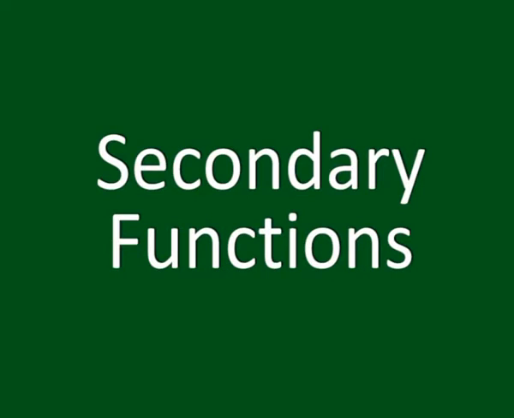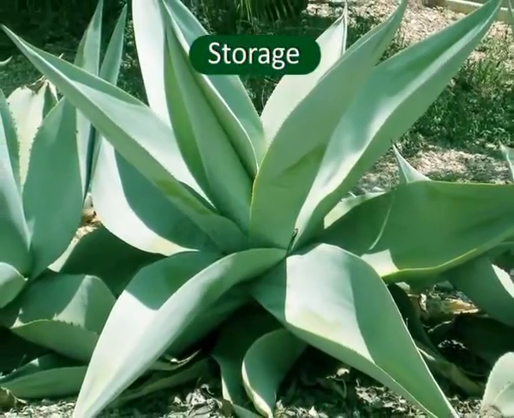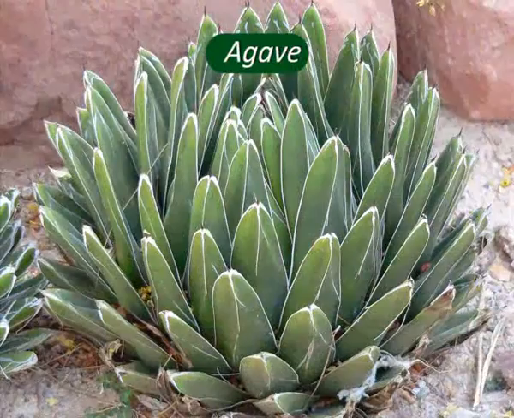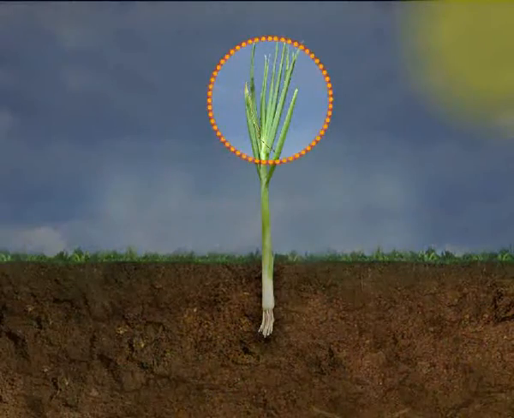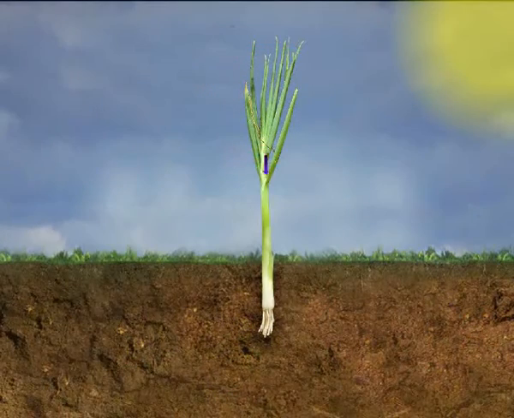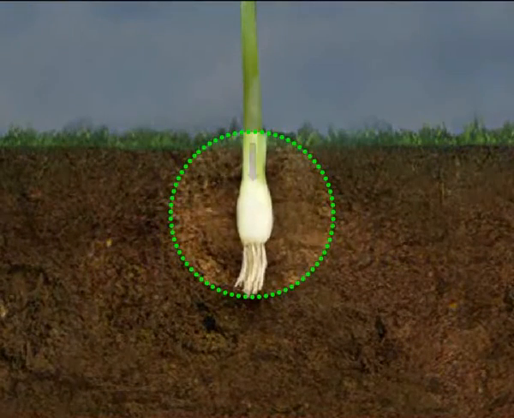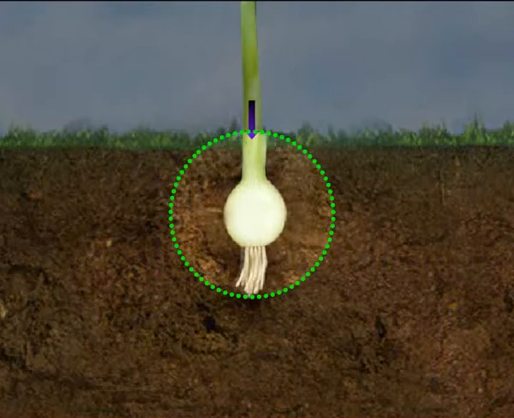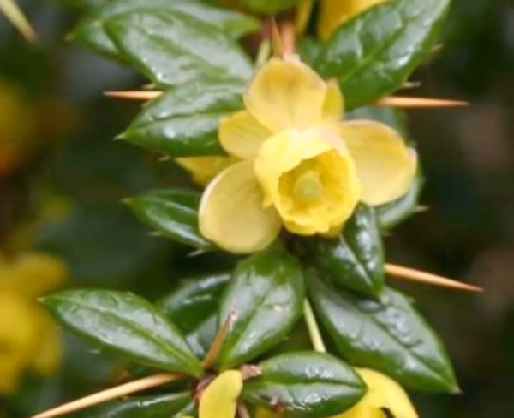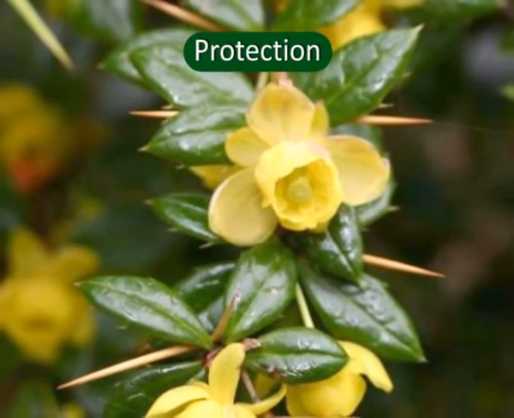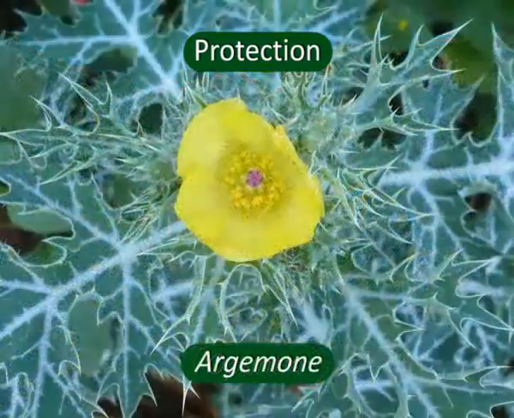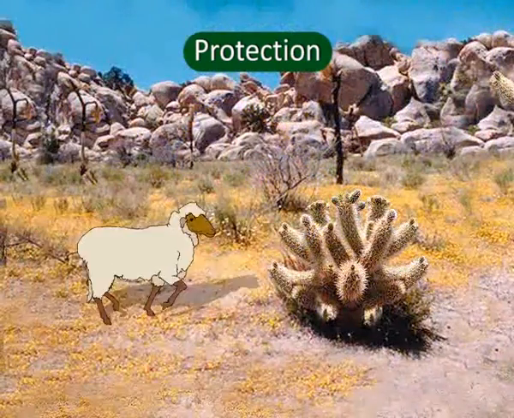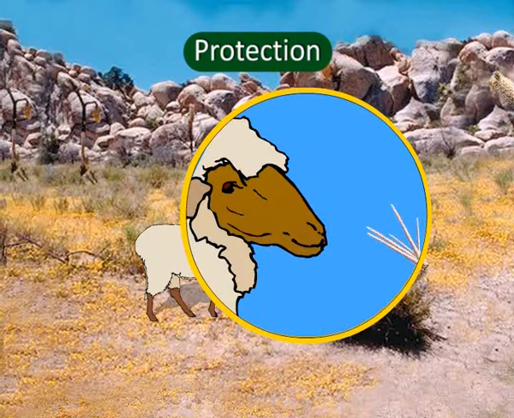Secondary functions. The first one is storage. In some plants like aloe, agave, Allium cepa, that is onion, and portulaca, food is stored in the leaves. These leaves become fleshy or juicy due to storage of water, mucilage, and food material. Another secondary function of leaves is protection. In Berberis, Ziziphus, Opuntia, and Argemone, the leaves are modified into spines as shown in the visual. These spines protect the plants from grazing animals.